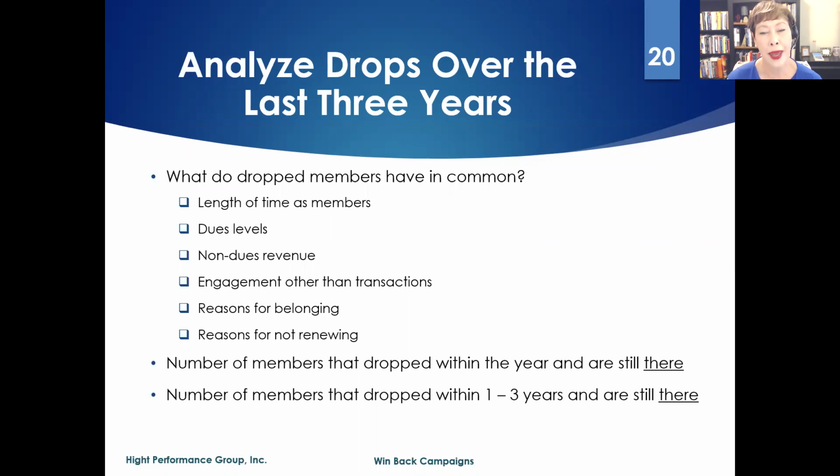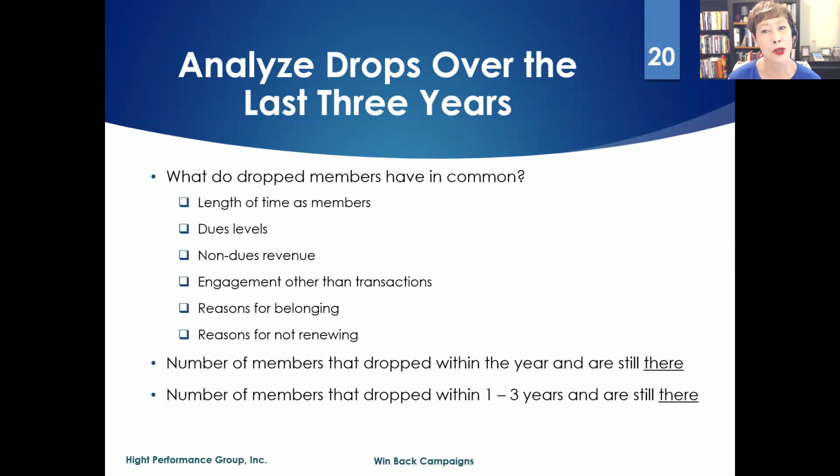Think about why they belonged in the first place and why they didn't renew. And I know that if you key it down to just a smaller group of members, you probably can pull this additional information about reason for joining and reason for not renewing. I think you want to focus really on members who maybe dropped within the last year. To me, that would make the most sense to go after because it's pretty fresh. Hopefully, they're still around, and then 1 to 3 years.